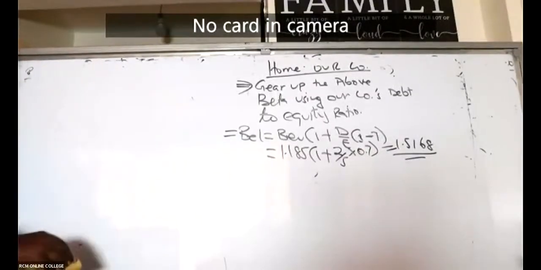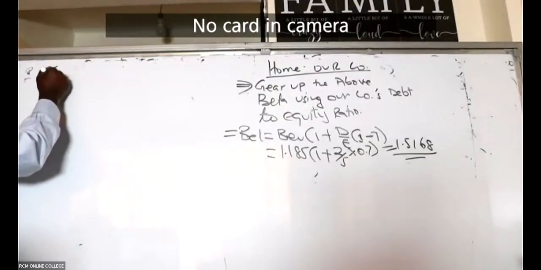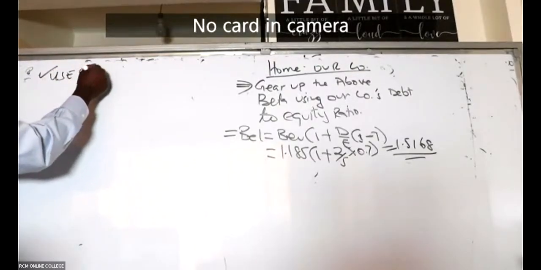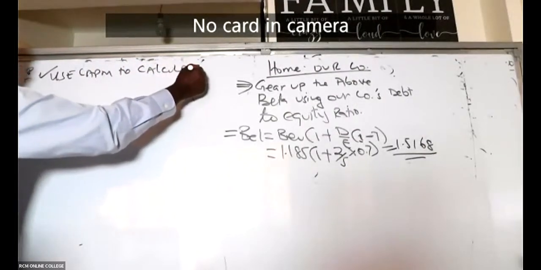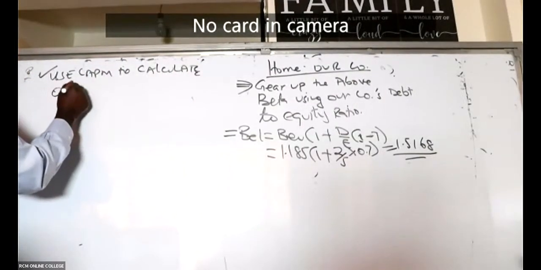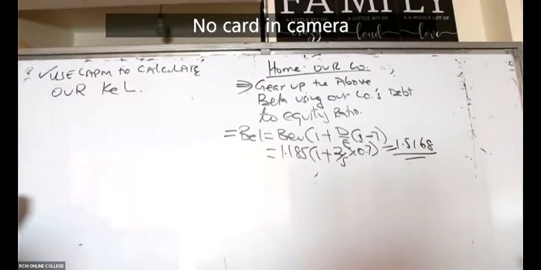to calculate, use CAPM. So step number 3, use CAPM to calculate our cost of equity of a levered firm. Please use the word our so they can own up the company. It's like your company. So use CAPM to calculate our cost of equity of a levered firm.